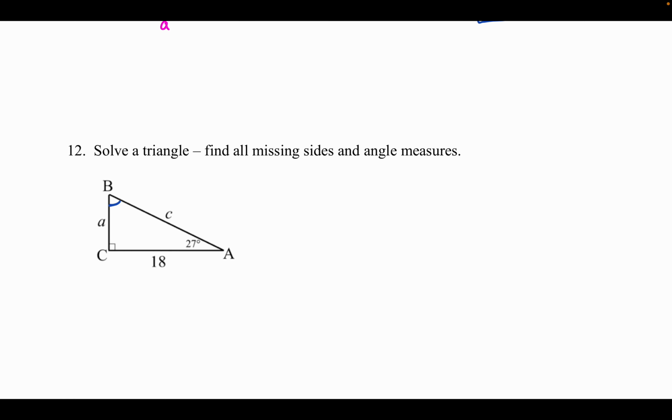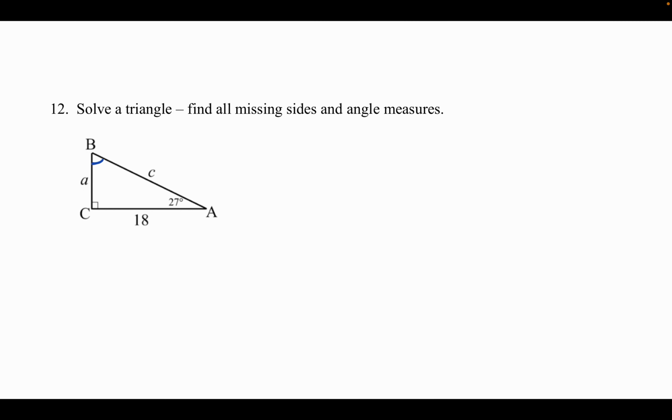So number 12 talks about what it means to solve a triangle. We want to solve this triangle, which means find all missing sides and angle measures. Here I'm missing sides A and C, and I'm also missing angle B. I can find angle B just by knowing that the sum of all angles in a triangle has to be 180. So B is 180 minus the sum of the other 2 angles, and this comes out to angle B equals 63 degrees.